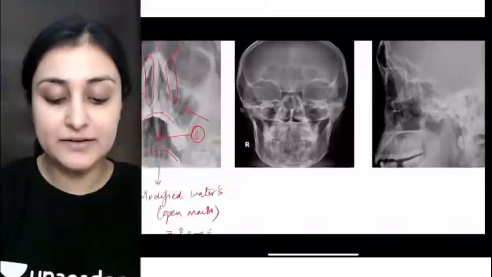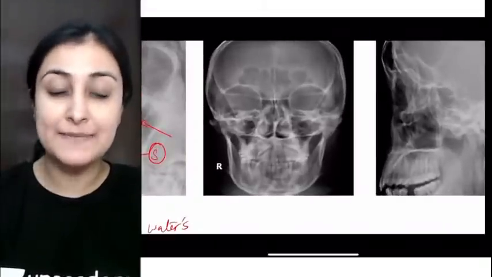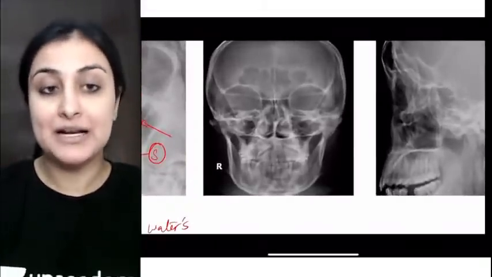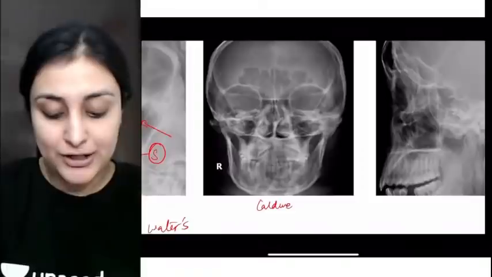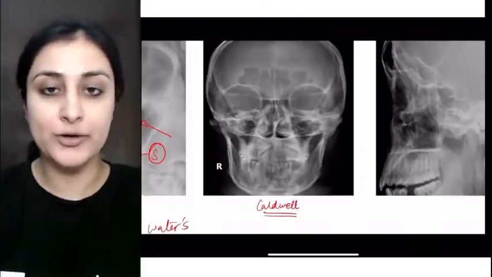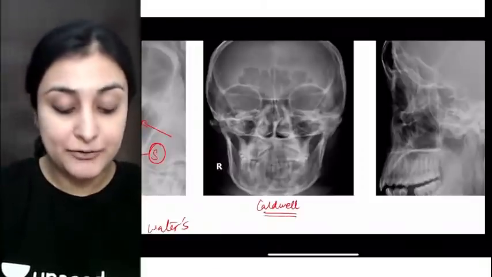What about this? This is the one which has been asked the maximum number of times. So if you don't know in the exam, mark this, which is Caldwell. Alright, so if you don't know what it is in the exam, mark Caldwell. Ideally, you should know how to identify.